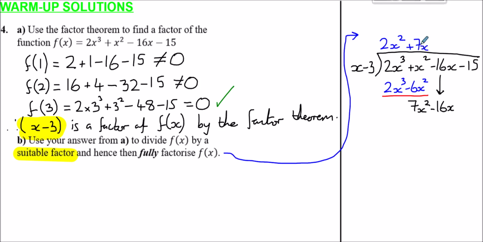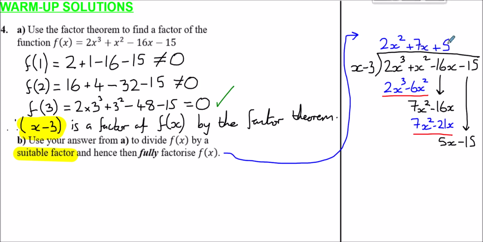Next we multiply. So 7x multiplied by x minus 3, 7x multiplied by x is 7x squared. And 7x multiplied by minus 3 gives us minus 21x. Now again we subtract. The 7x squareds cancel. Minus 16x minus minus 21x is minus 16x plus 21x, which is 5x. Then we need to remember to bring down the next and the final term. So this next step will be our last one because we've brought down everything. So now we divide again. So 5x divided by x leaves us with positive 5.